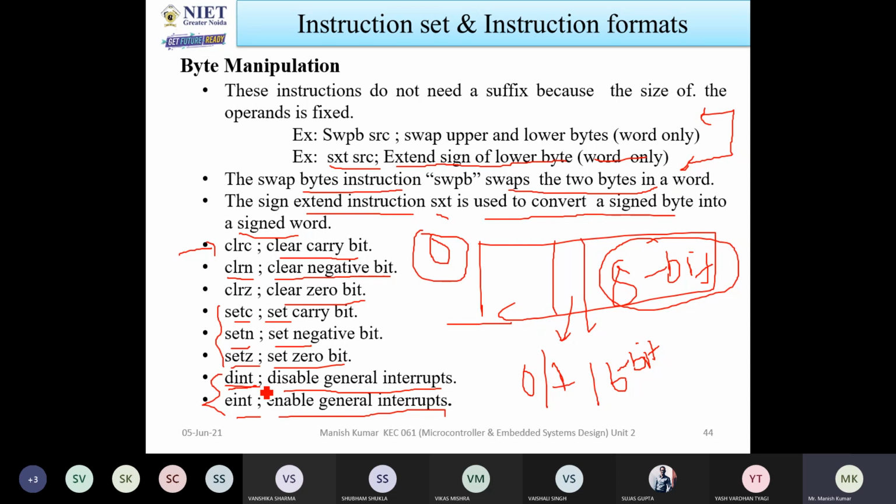It means that the microcontroller will not accept any type of external interrupts or internal interrupts, since this bit is disabled. So for accepting the interrupts, you have to use the EINT instruction. EINT means enable general interrupts. So you have to write it in the programs.